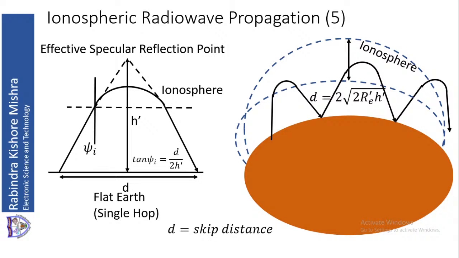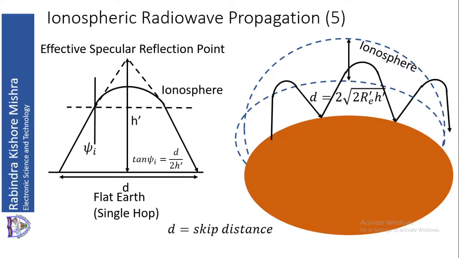Now, this multi-hop allows for very long range communication. Single hop has limited range, but with multi-hop, since you are hopping more than once, you can go for very long range communication. In effect, you can go for transcontinental communication using multi-hop.